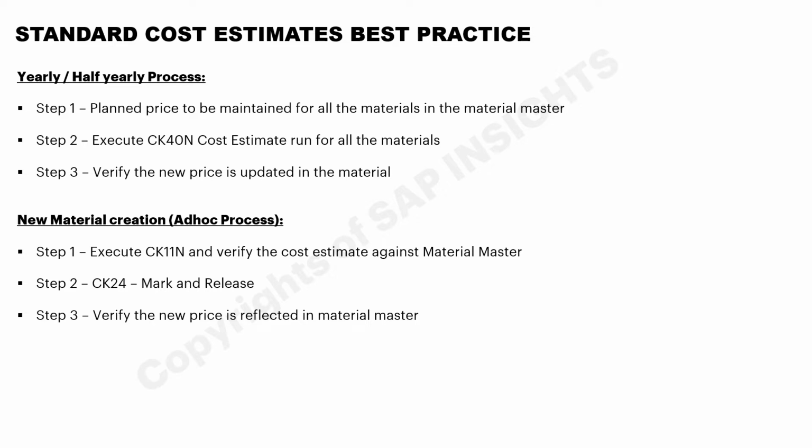Now the planned price is the most important element here for the yearly or half yearly process. And if that is not provided by the procurement team, the system will then take it from the purchase info record price, or if there's an open purchase order, then you adopt from the latest purchase order price.